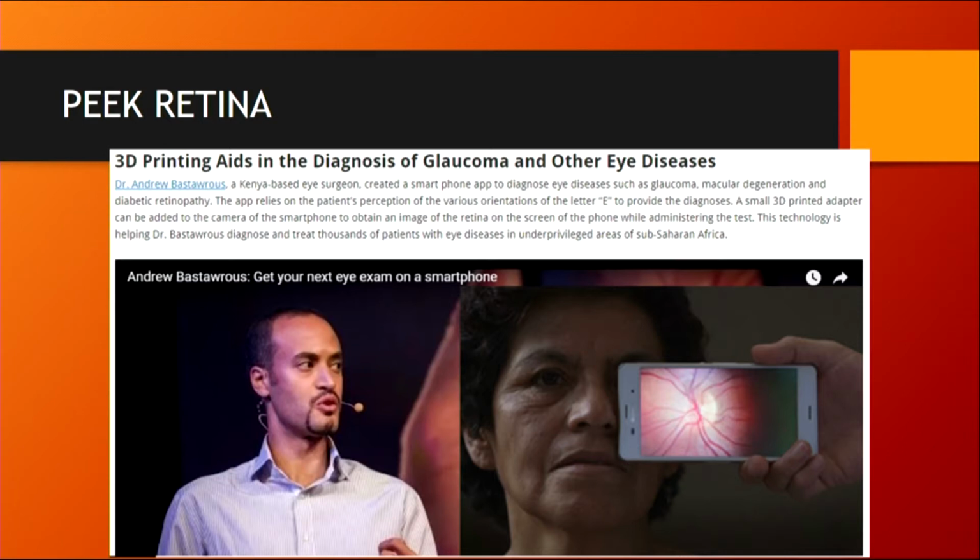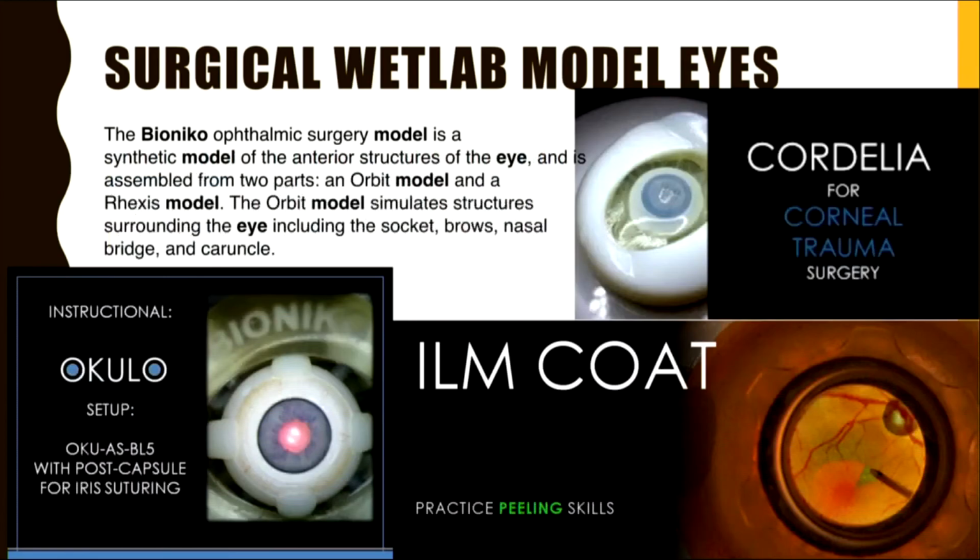Dr. Andrew Bastow has 3D printed a small adapter which can be attached to a smartphone and used for screening a lot of people in Africa for fundus pathologies such as glaucoma and other retinal pathologies. These patients are referred to the main hospital for further treatment. And 3D printing is starting to make a change in the community also.